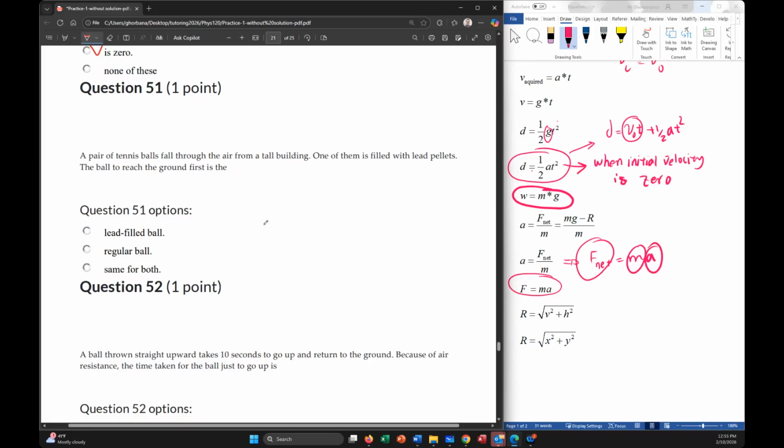Now you drop a feather or a coin or whatever. Okay. Two. Which one reaches the ground first? The heavier one? In this case, it would be the lead-filled ball. In a vacuum, right? Yeah, in a vacuum. Okay, so it means that there is no air resistance.